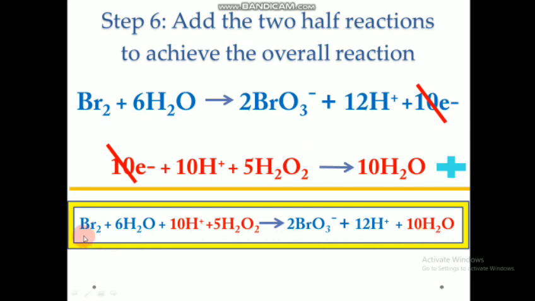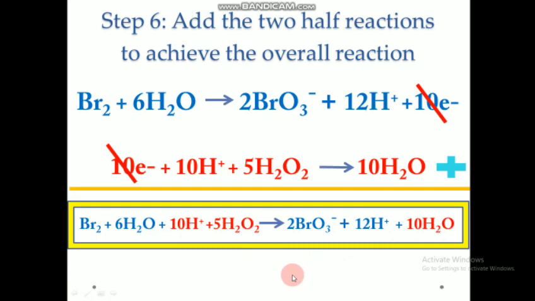First we need to check the atoms. Br2: we have 2Br here and 2Br here. Oxygen: here we have 6 and 10, so total 16 oxygens, and on the other side we have 10 oxygens and 6, so totally 16 oxygens there also. And hydrogens: here we have 12, 10 and 10, so 12 plus 10 plus 10 will become 32 hydrogens. On this side we have 12 plus 20, again 32 hydrogens. So hydrogen is also balanced.